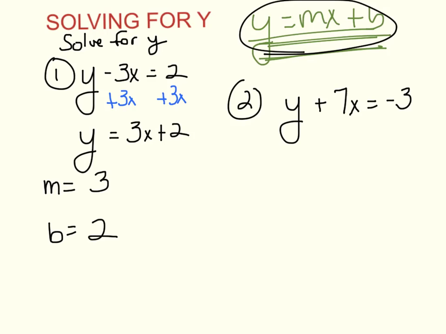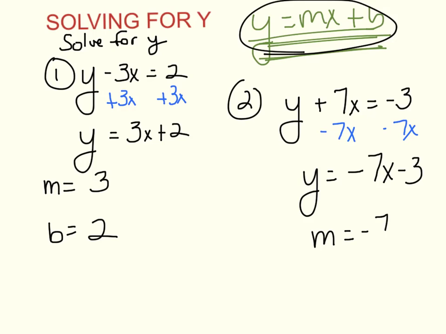Example number 2. Y plus 7x equals negative 3. I have to get rid of a plus 7x by subtracting 7x. My equation would be y equals negative 7x minus 3. My m would equal negative 7. My b would equal negative 3. Done. It's that easy.